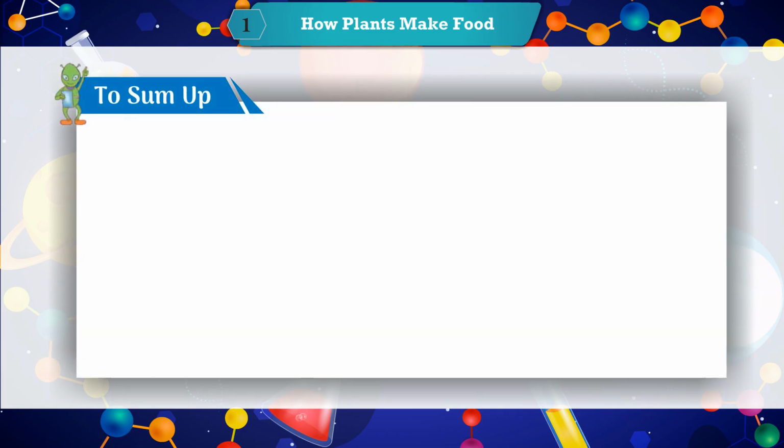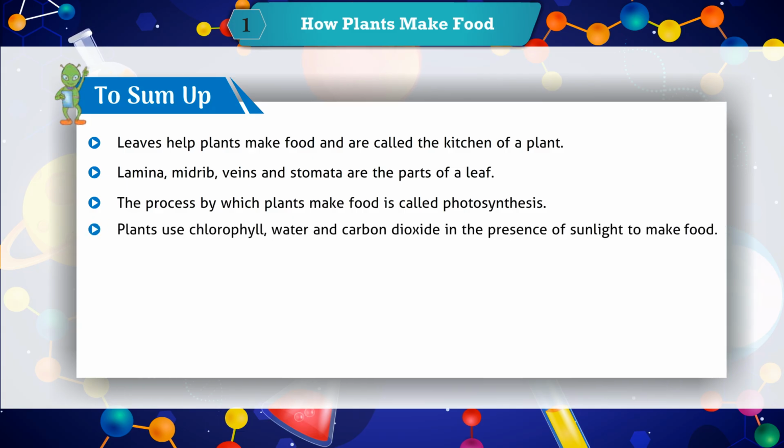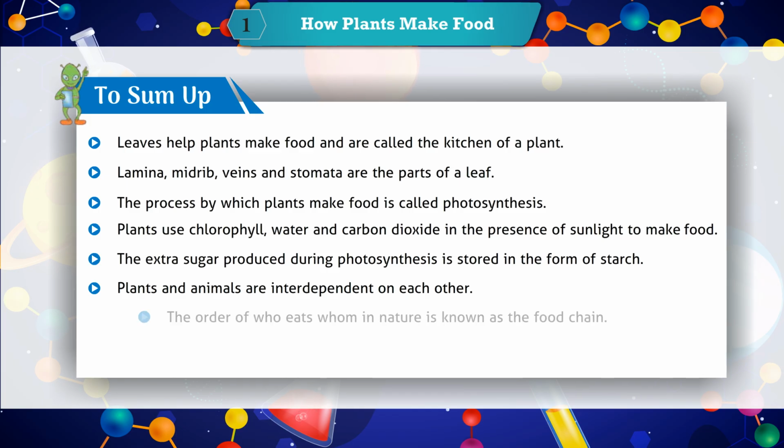To sum up, leaves help plants make food and are called the kitchen of a plant. Lamina, midrib, veins, and stomata are the parts of a leaf. The process by which plants make food is called photosynthesis. Plants use chlorophyll, water, and carbon dioxide in the presence of sunlight to make food. The extra sugar produced during photosynthesis is stored in the form of starch. Plants and animals are interdependent on each other. The order of who eats whom in nature is known as the food chain.